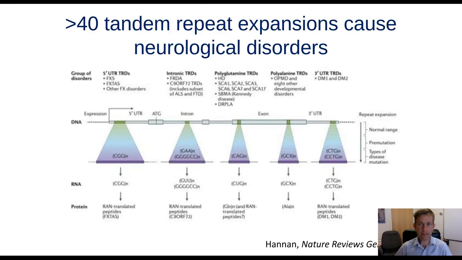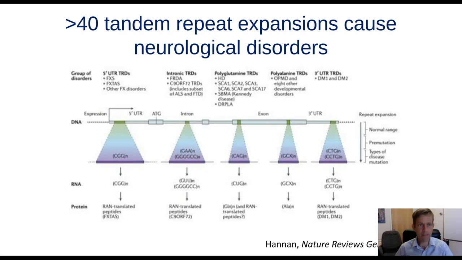Tandem repeat expansions are known to cause over 40 neurological conditions. They've primarily been identified using large multi-generational families, which helps identify a repeat segregated from one generation to the next. And as you can see here, repeats can be present in all parts of the gene, including 5' UTR, introns, coding regions, and so on. And these all can lead to various neurological conditions.